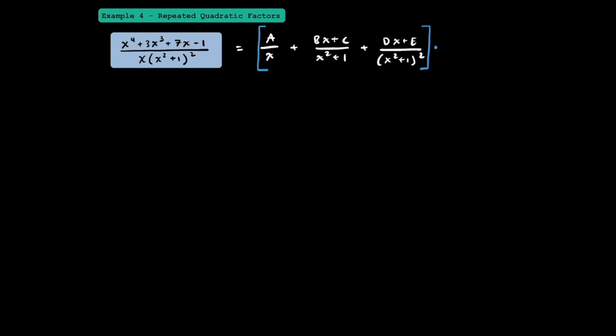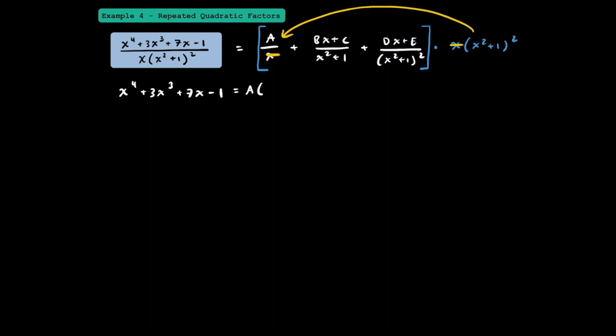To get rid of our fractions, we're going to multiply by the LCD, which is x times x squared plus 1 squared. On the left side of the equation, this whole thing is going to cross cancel with the denominator. We'll be left with x to the 4th power plus 3x to the 3rd power plus 7x minus 1. Multiplied by this partial fraction, these x's are going to cross cancel, and we're going to be left with a times the quantity of x squared plus 1 squared.